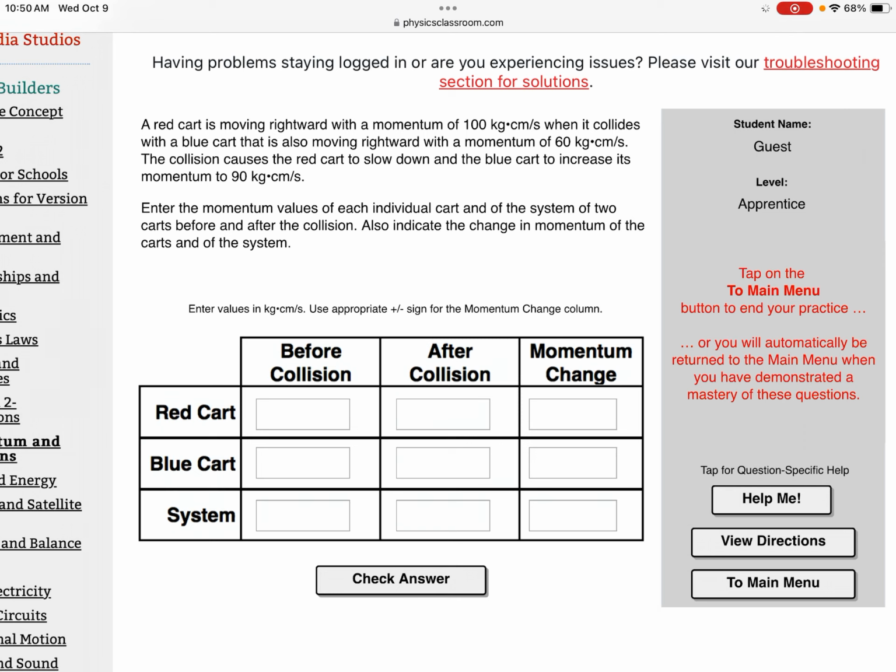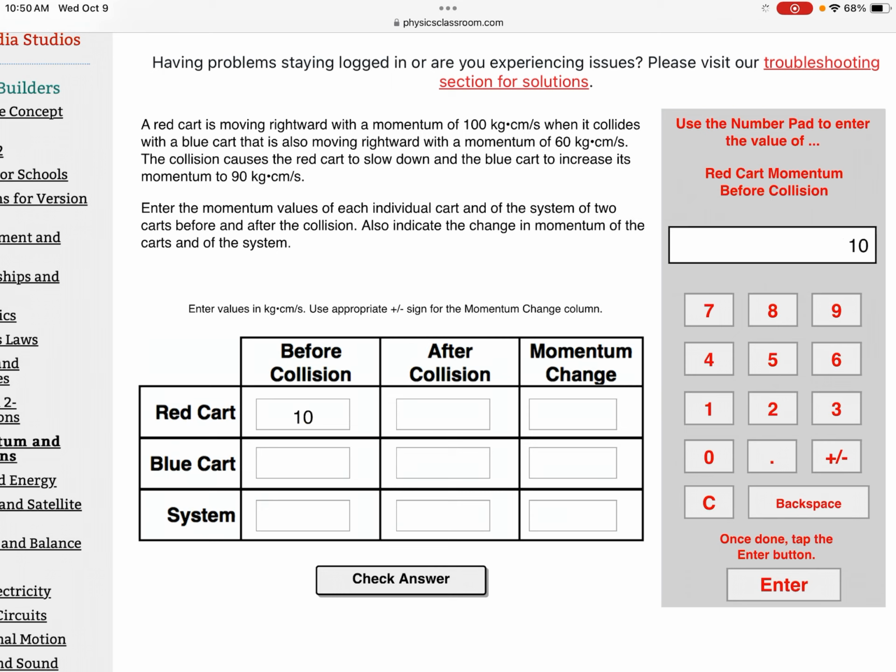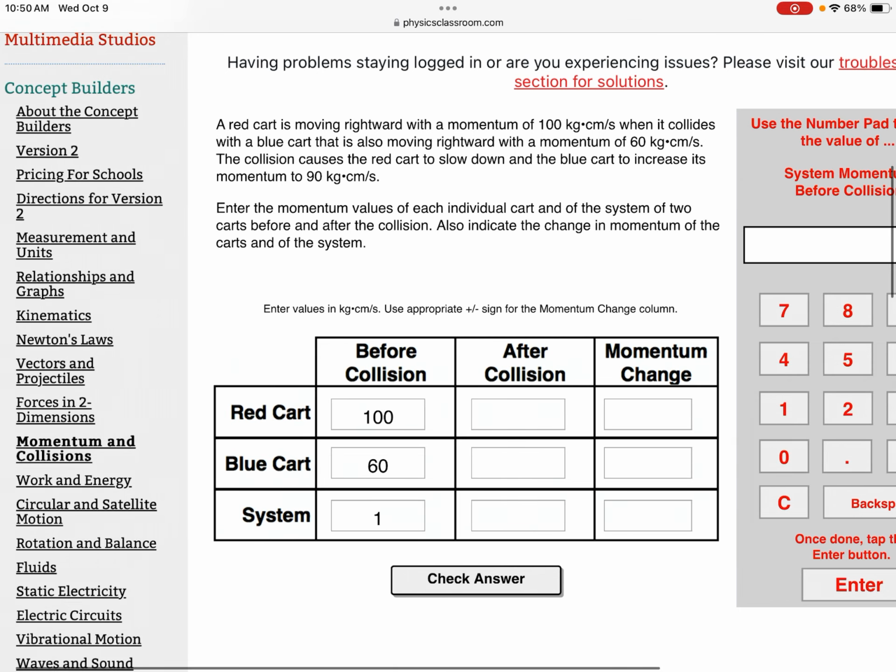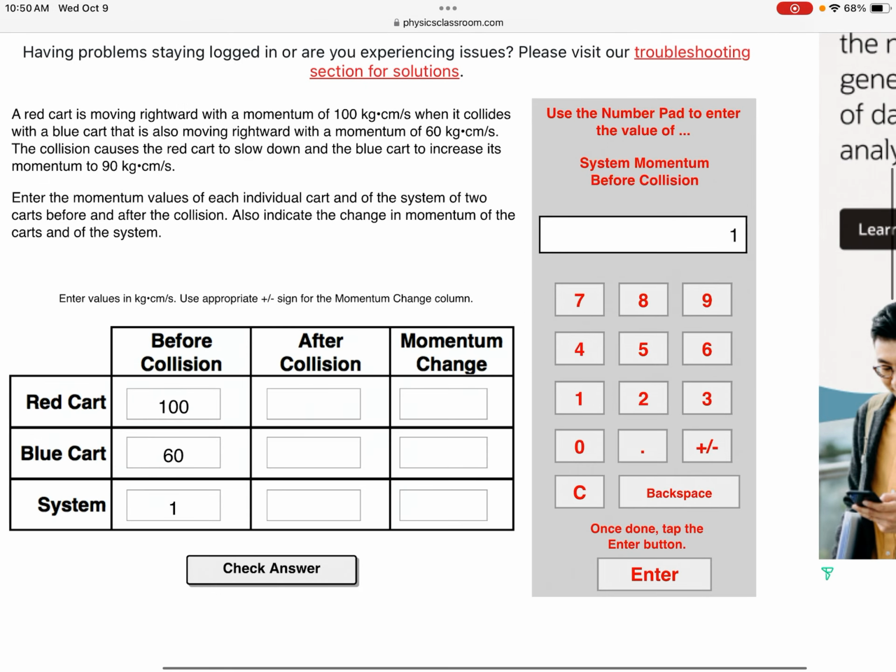A red cart is moving rightward. It has a momentum of 100 kilogram centimeters per second. Centimeters per second is just a speed. It's not one we've used before, but it's distance over time. The blue cart is also moving rightward with a momentum of 60. So the total momentum of the system before the collision is 160.